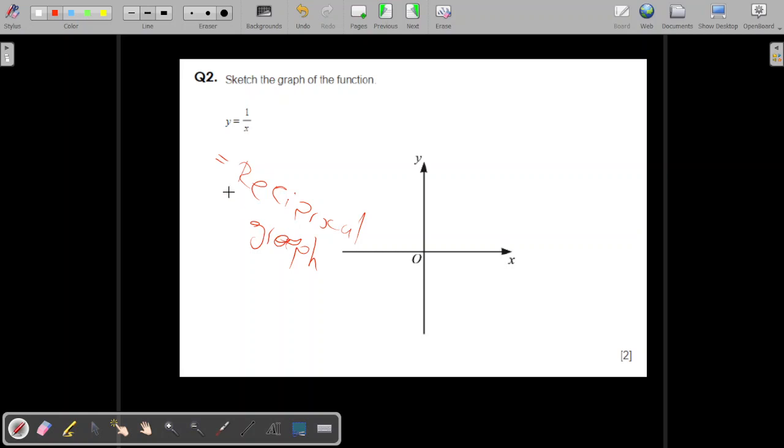And the reciprocal graph, we say that is going to be in this form. It looks like this, where you have some kind of asymptotes. This is how you sketch it. Nothing special, by the way. This is what y equals 1 over x looks like. You're going to get 1 mark for this one, and 1 mark for this one, and that's it. Easy, 2 marks.